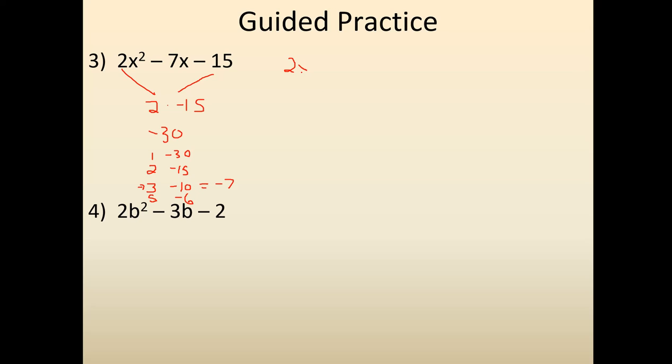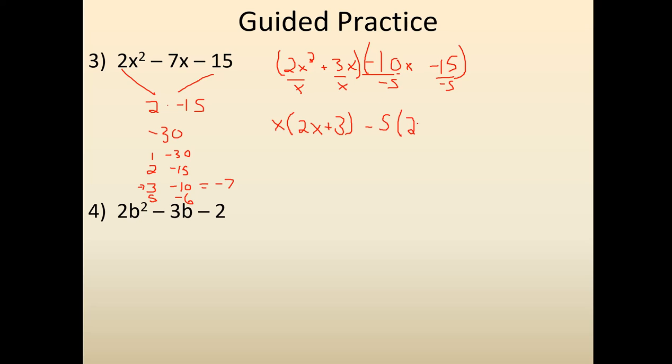So I'm going to rewrite the equation, except I'm going to replace the negative 7x with positive 3x minus 10x, and then I'm going to have the negative 15. Group the first two terms, group the last two terms. So from here I can pull out an x, and that leaves me with 2x plus 3. Here I can pull out a negative 5, and I'd be left with 2x plus 3.